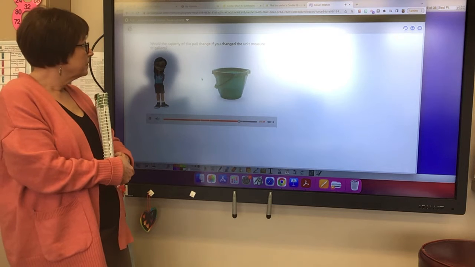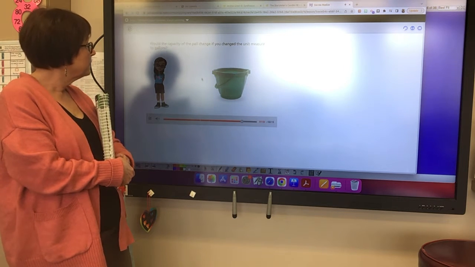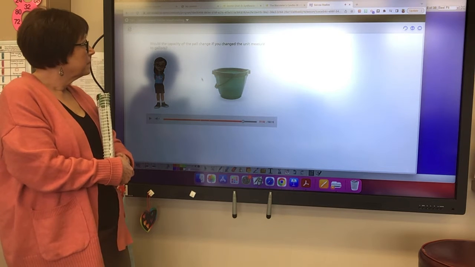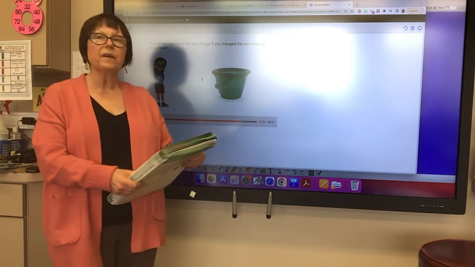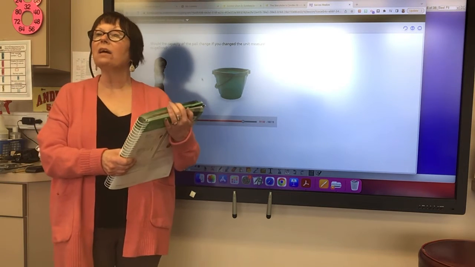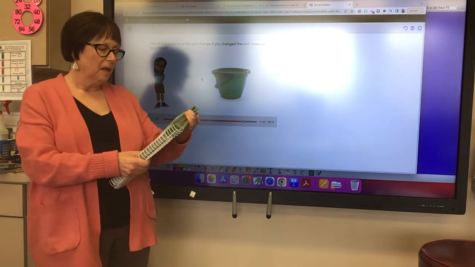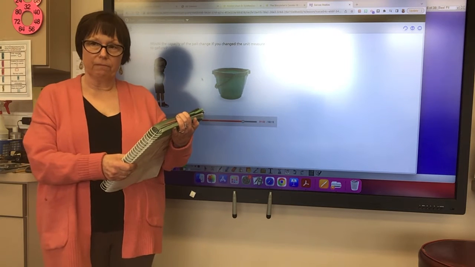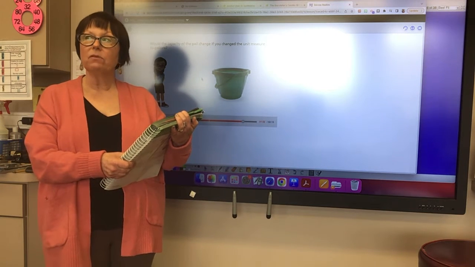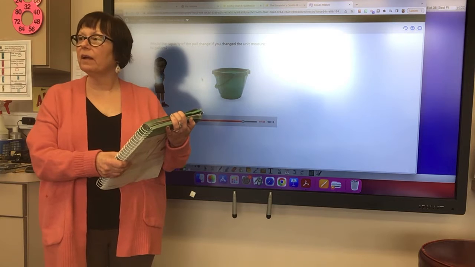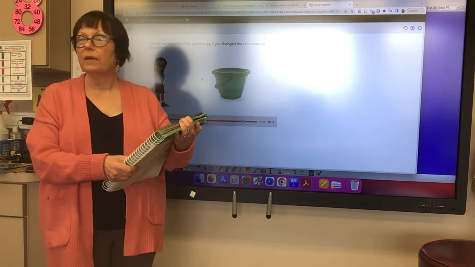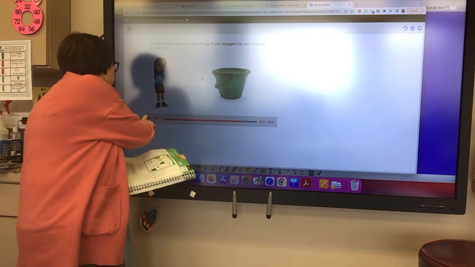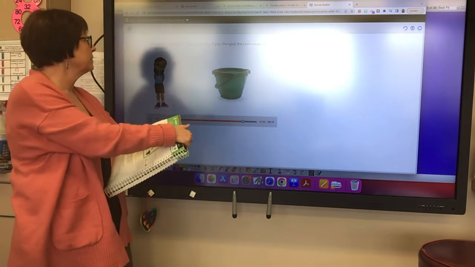Would the capacity of the pail change if you changed the unit measure to gallons? So what do you think? Would the amount, would the capacity change? What do you think, Leah? No. Because it's the same bucket. We're just using different measurements. The same bucket.